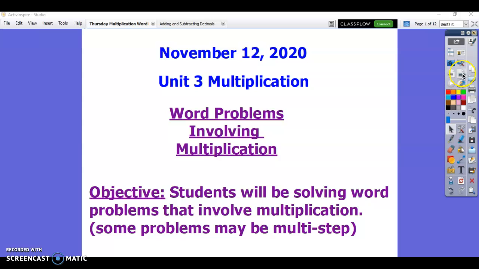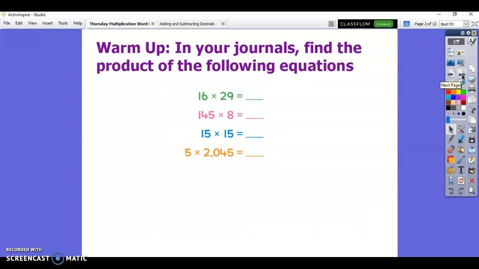And here we go. All right, in your journal, I want you to warm up by writing down these multiplication equations and finding the products for each one of the equations. So pause the video here and write them down vertically and solve for each of the problems.